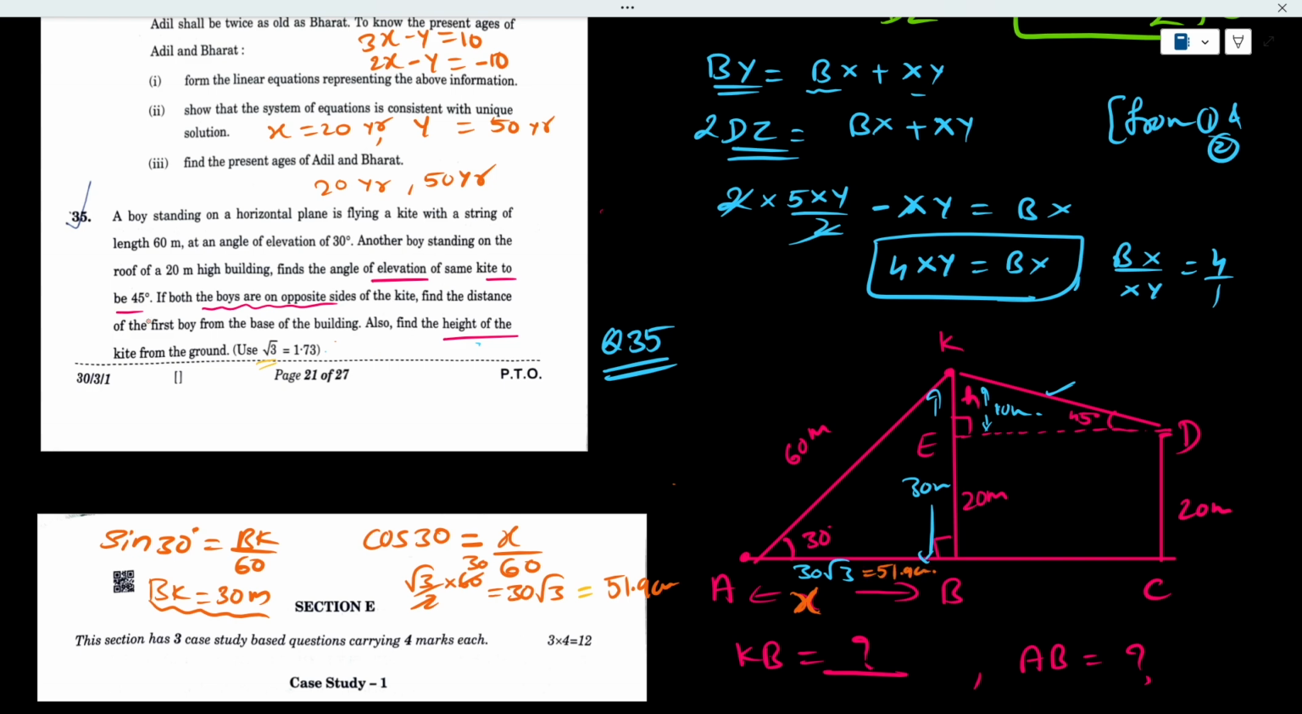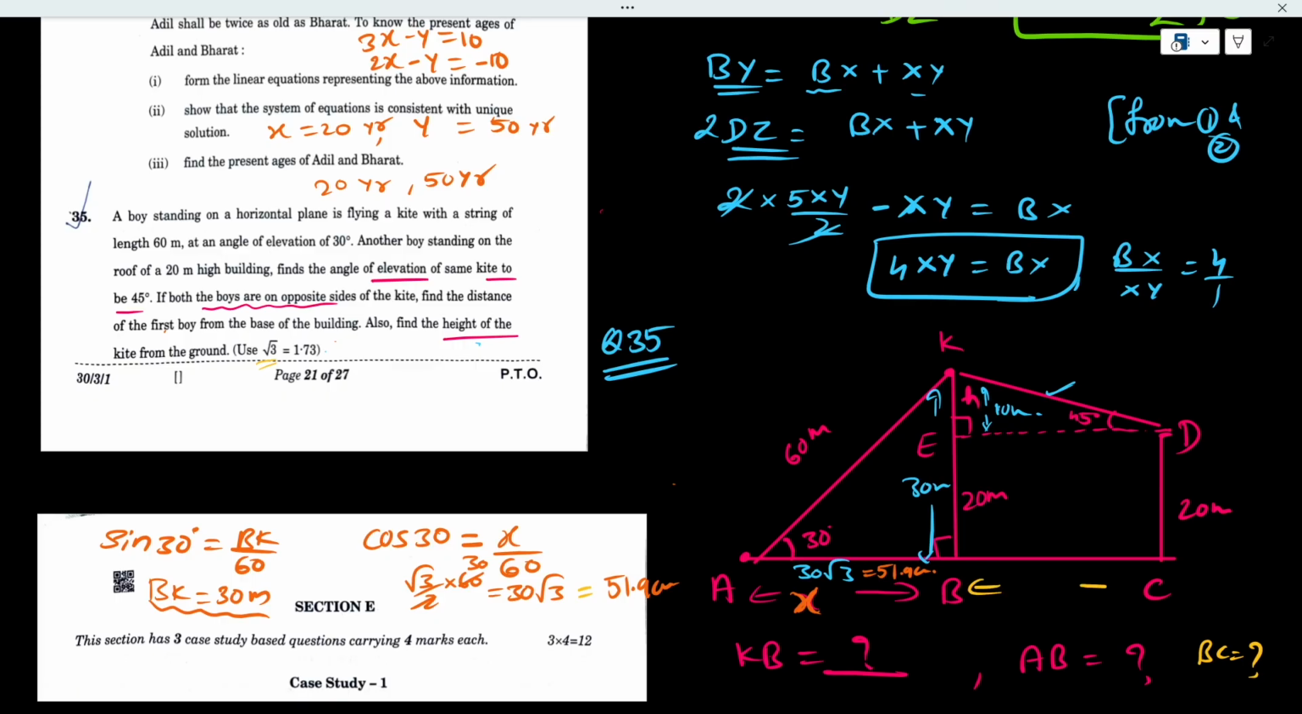What do I need to find out here? I need to find out the distance of the first boy, who is at A, from the base of the building. Now the base of the building is C, and a boy is here. So this total distance we need to find out, right? To find this, again I need to get the length of BC also. BC also we need to find out.